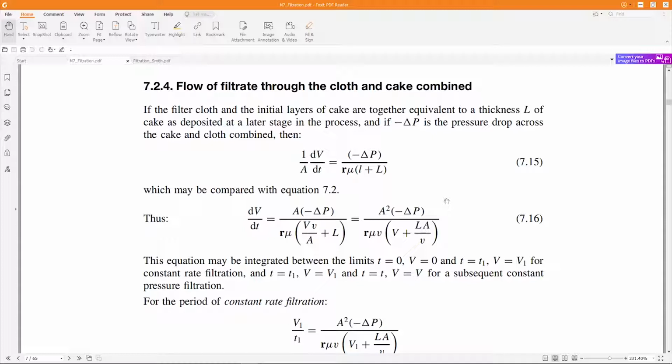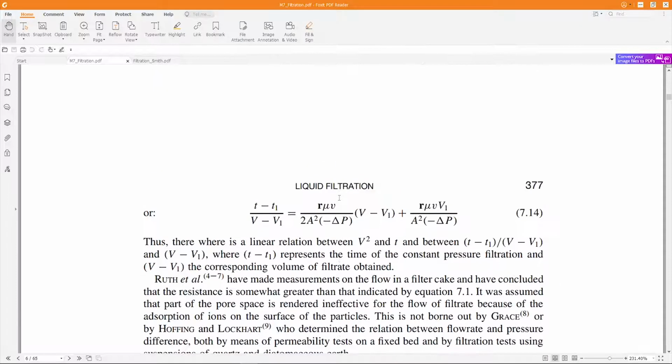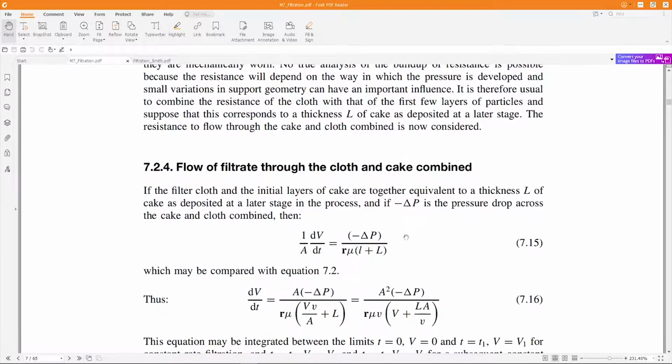So earlier we studied cake filtration, okay? Then we derived the equations for constant rate filtration and constant pressure filtration, right? Now today we are going to derive the same equations, taking care of the resistance of the cake and the filter medium, or cloth.